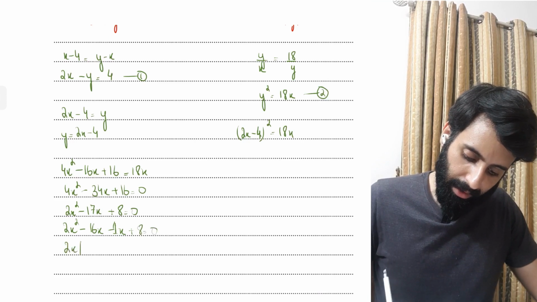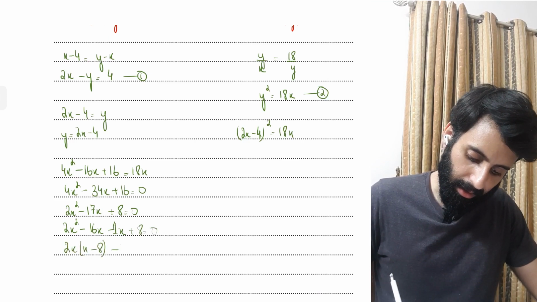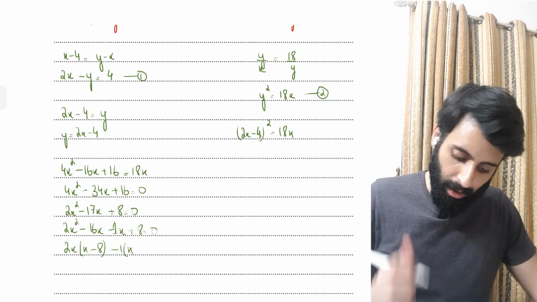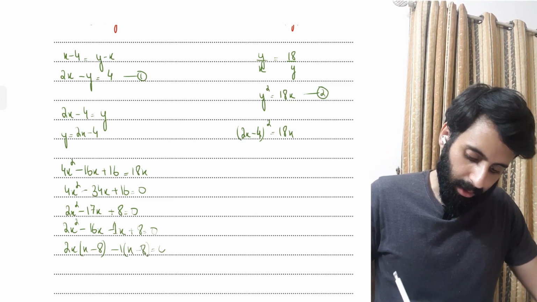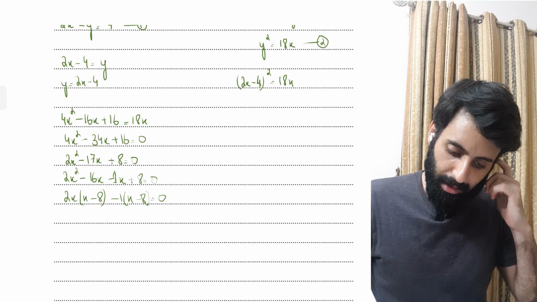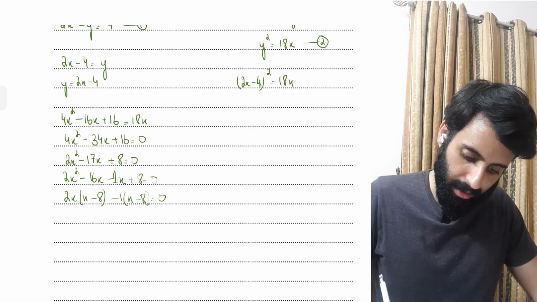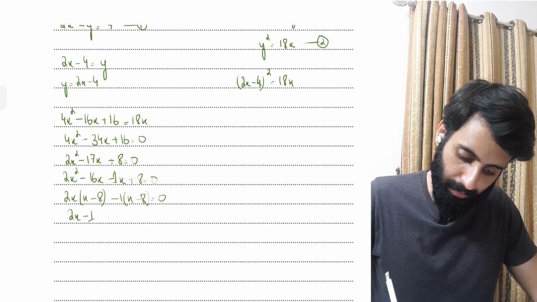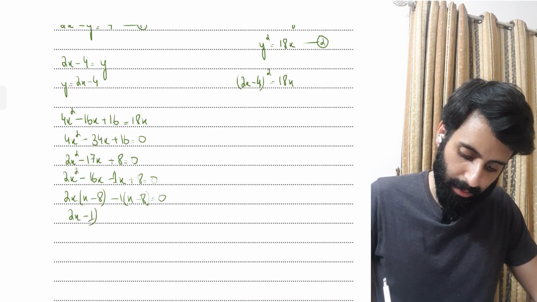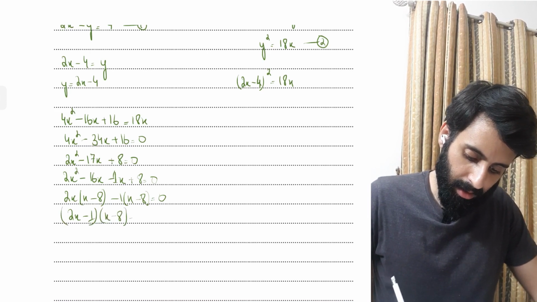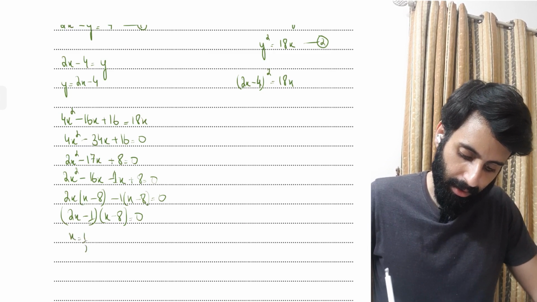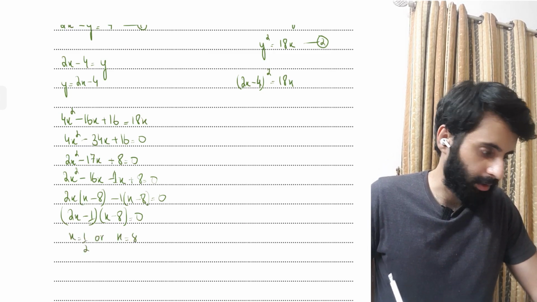So we're looking at 2x times (x minus 8) and then minus 1 times (x minus 8), which is equal to 0. So that means we're looking at (2x minus 1) times (x minus 8) equal to 0. So that means x is equal to 1 over 2, or x is equal to 8.